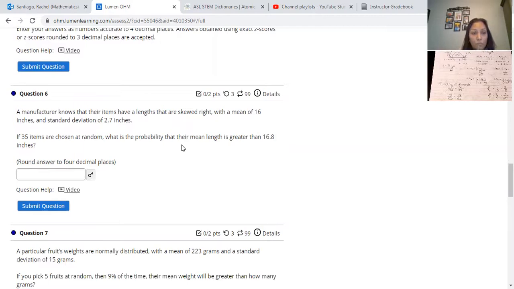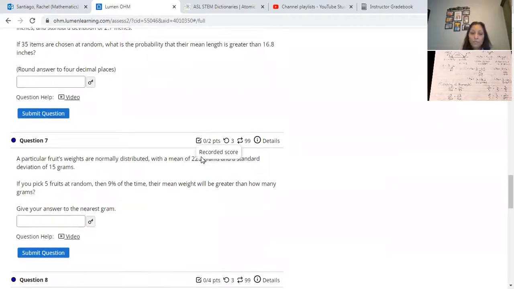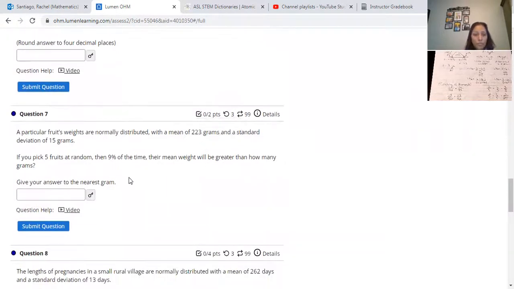Yes. Okay. You're given one sample mean here. Good. Keep in mind that the language will tell you which region to shade. So if they want to find the probability that the mean length is greater than 16.8, once you find that z-score, shade the region to the right, because that's what you're looking for. Okay. Good. Yep, 7 is exactly the same.